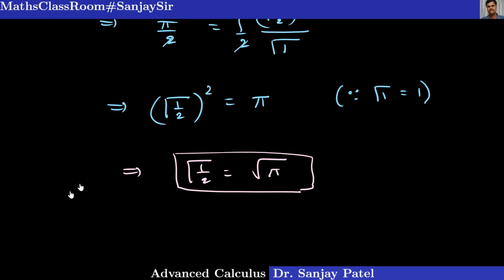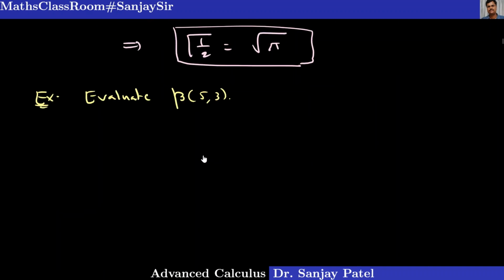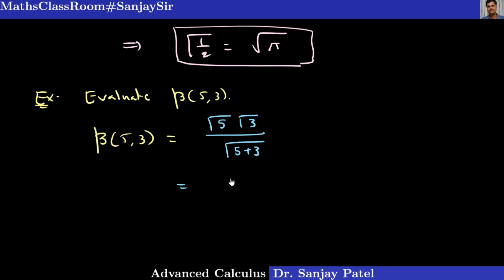And one simple small example based on this beta gamma function: how to find the value of the beta function at some point. So let us evaluate beta 5 comma 3. I will write beta 5 comma 3 as gamma 5 gamma 3 upon gamma of 5 plus 3, using the relation between beta and gamma function.